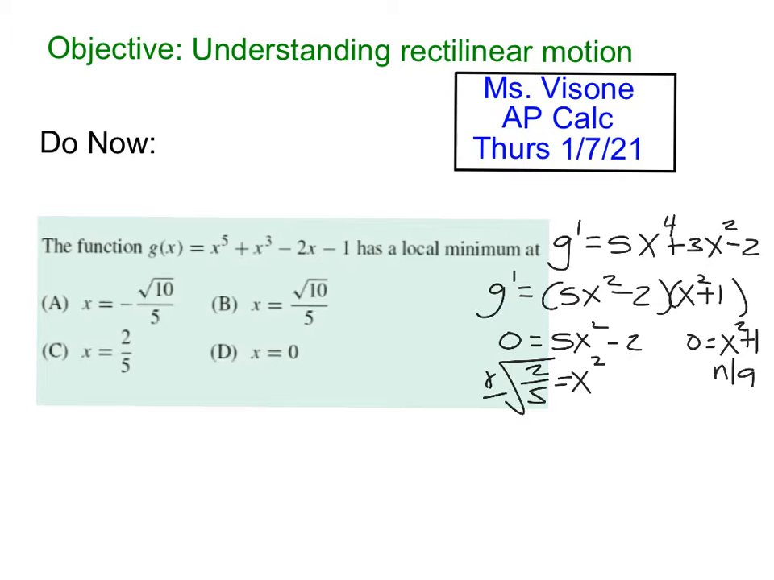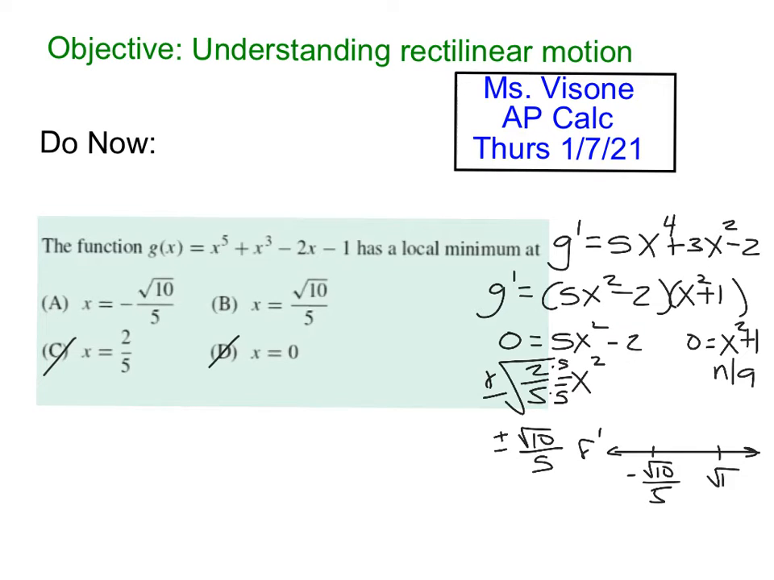So notice that we have to rationalize the denominator, so we're going to multiply top and bottom by 5, so we get plus or minus root 10 over 5, so it's either A or B, we have to figure that out. Now you have an option. If you want to plug into the second derivative, use the second derivative test. I think I just made my regular number line and did the first derivative test.